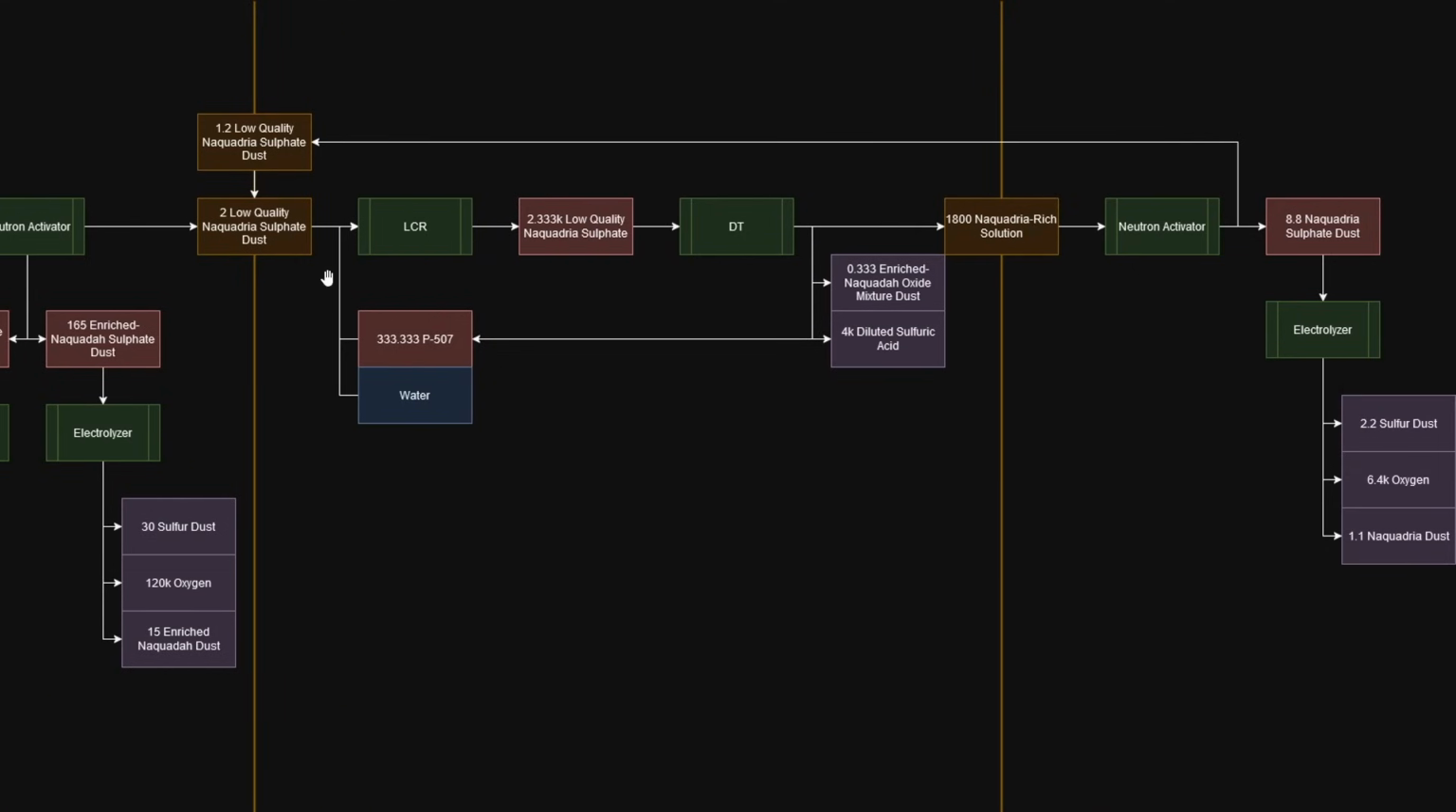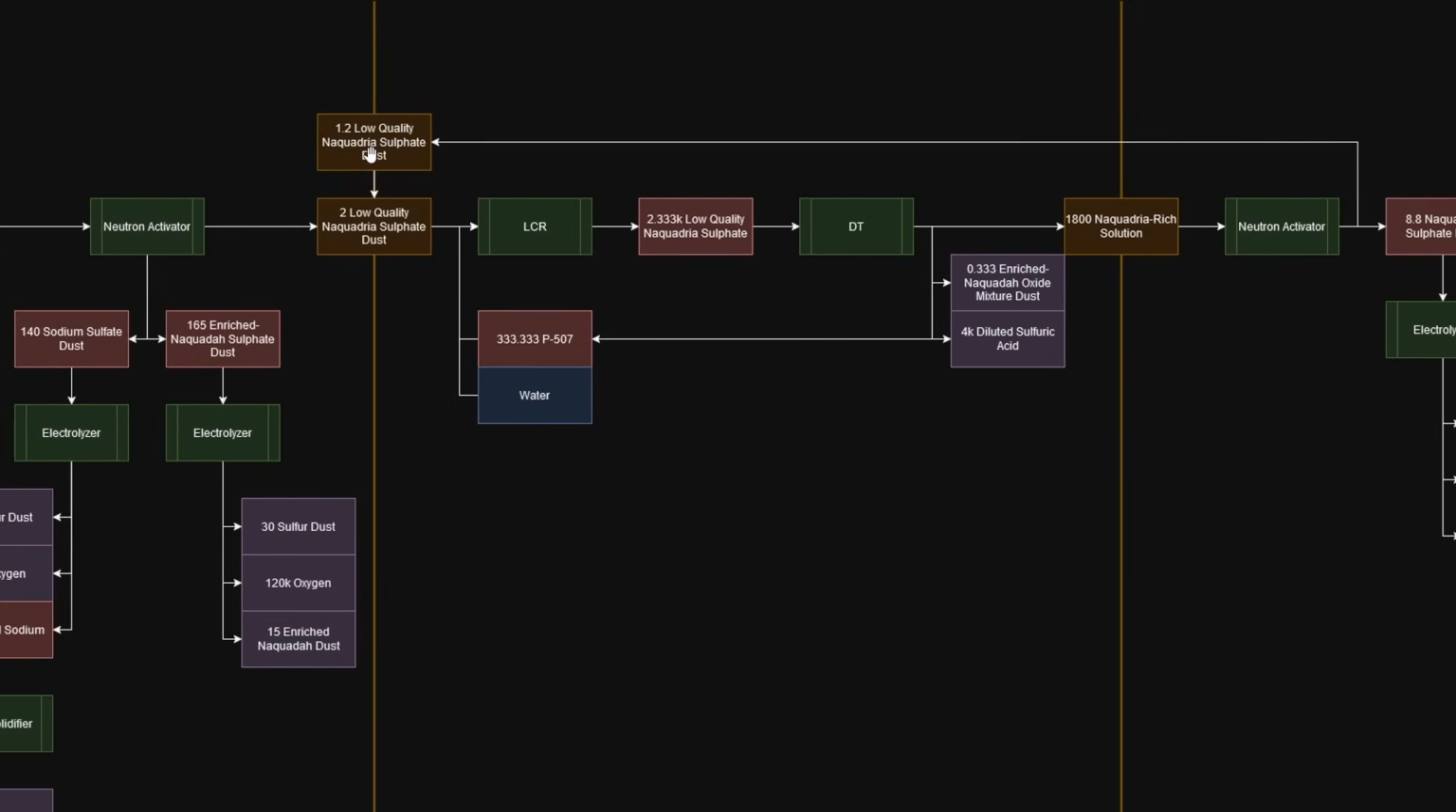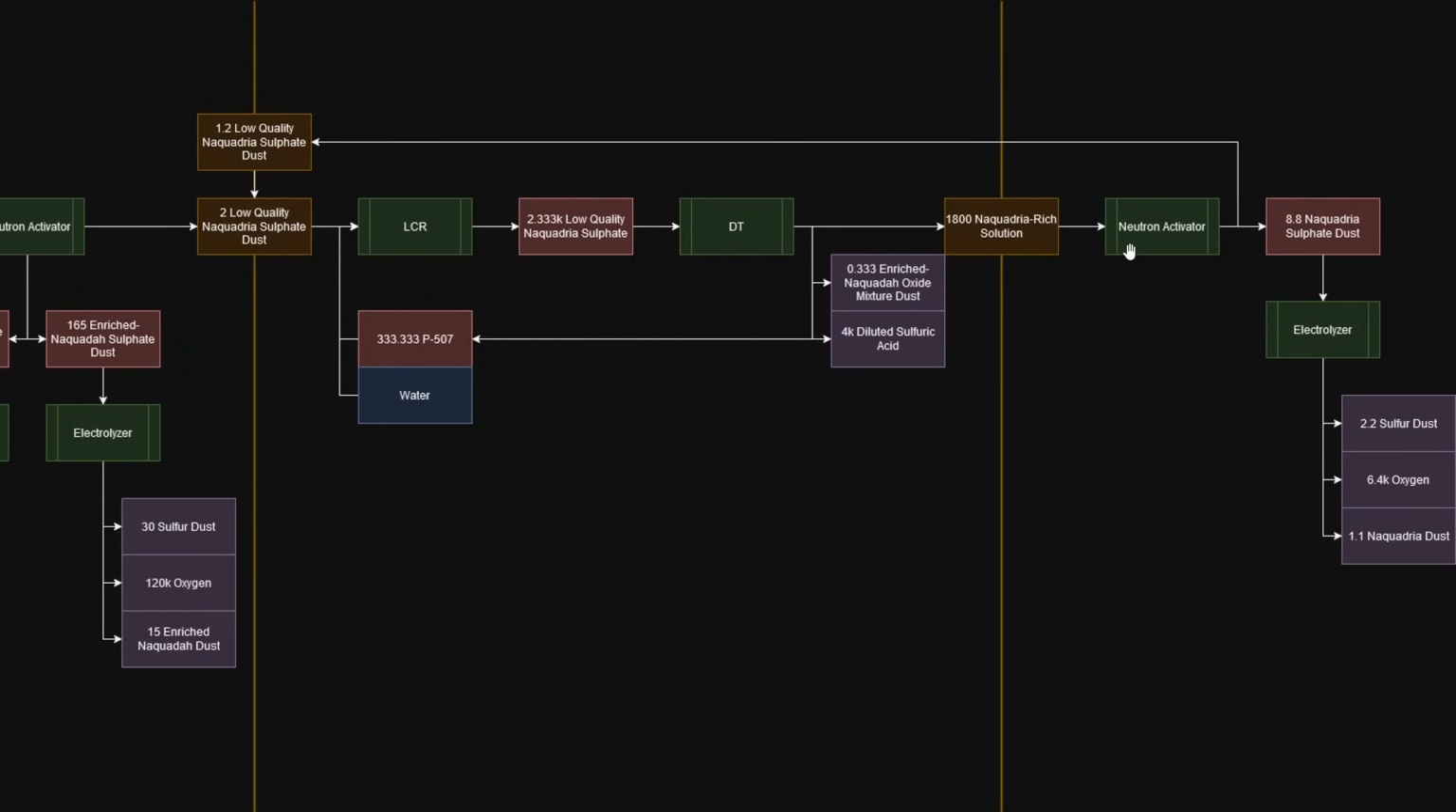And I've marked that as the endpoint, but I'm going to do the rest of this at once. So putting that through a neutron activator gets you some low quality Naquadah sulfate dust back. So there's another loop here. But you also get Naquadah sulfate dust. That's electrolyzed to get Naquadah dust.